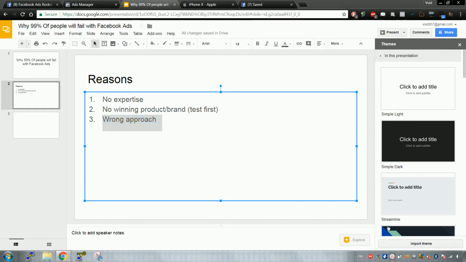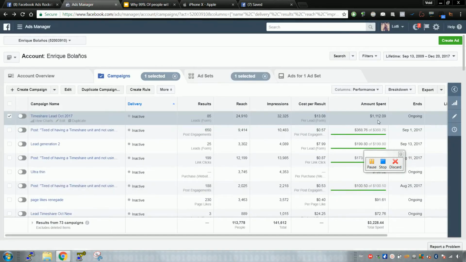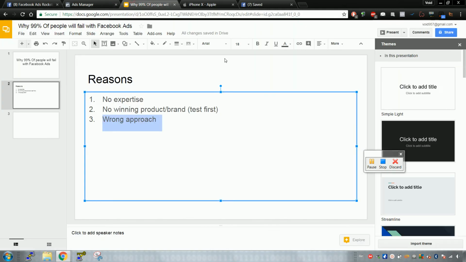That's all there is for now, and make sure you actually think about the reasons, and that way it'll help save money. You don't want to waste thousands of dollars on a lead campaign for a website that's selling USBs. You don't want to do that. It's a lot of money, and you're just going to make Facebook richer.